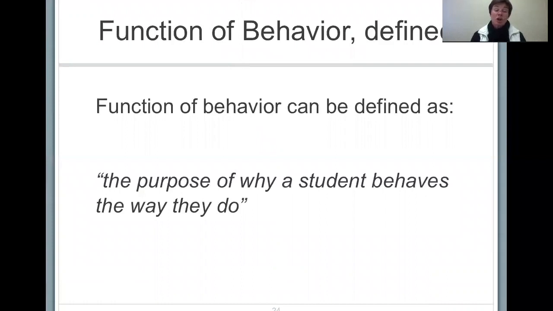Earlier, I mentioned the term function of behavior. On slide 16, we stated that behavior is learned and serves a purpose. People learn that they can get things they like when they behave in a certain way. We define function of behavior as the purpose of why a student behaves the way they do.